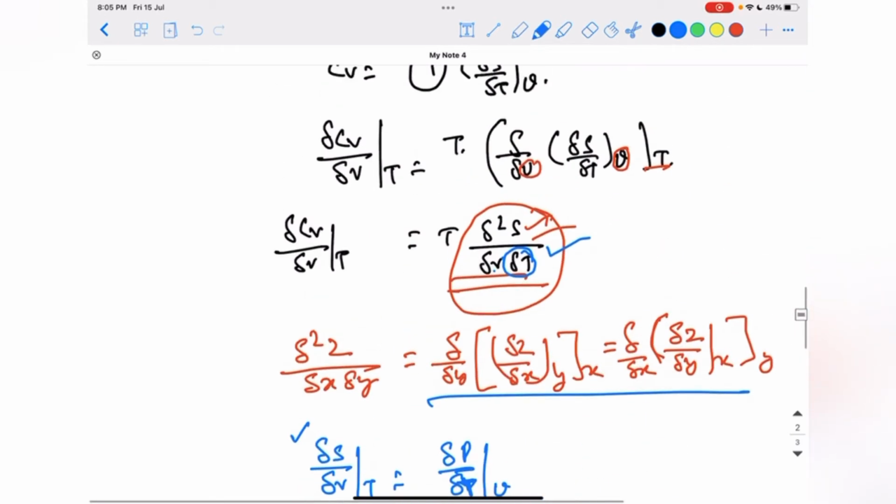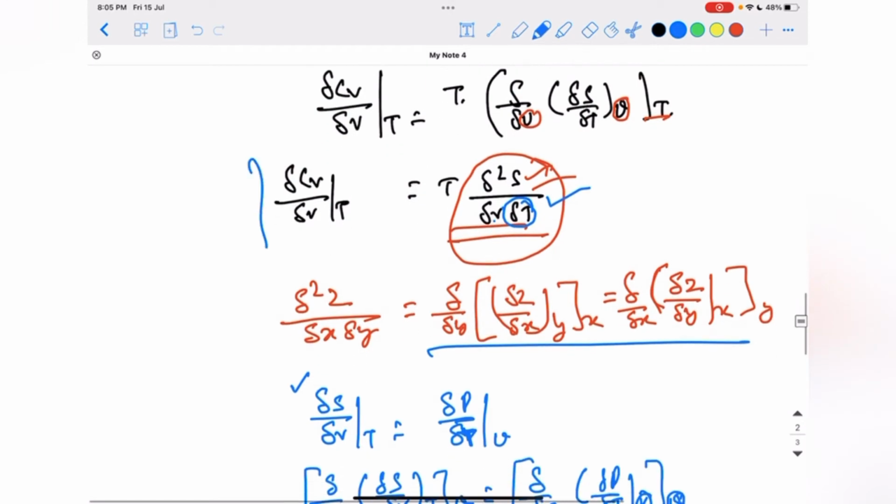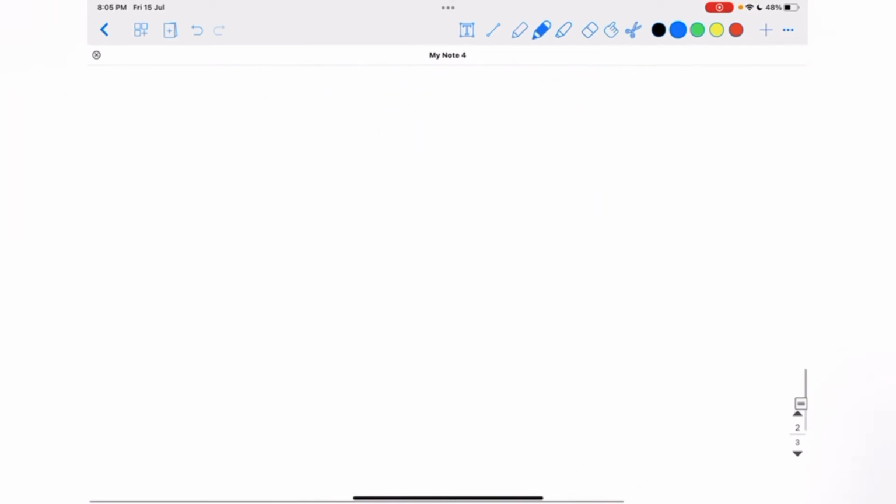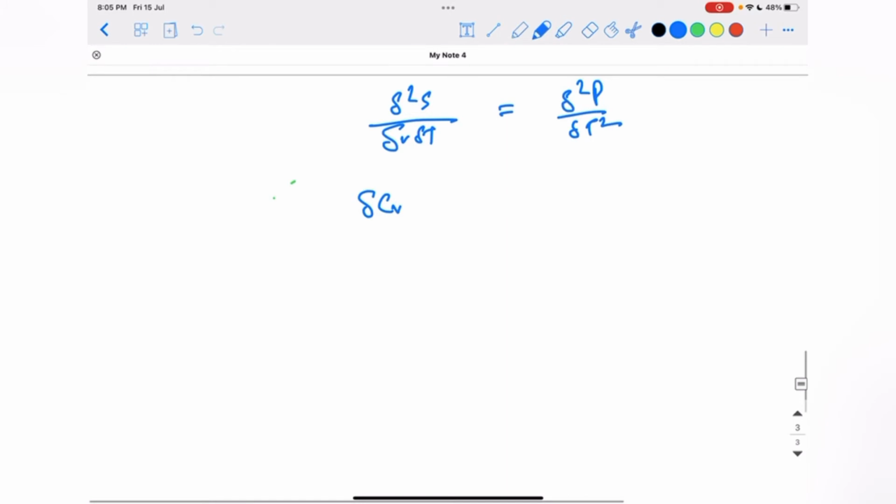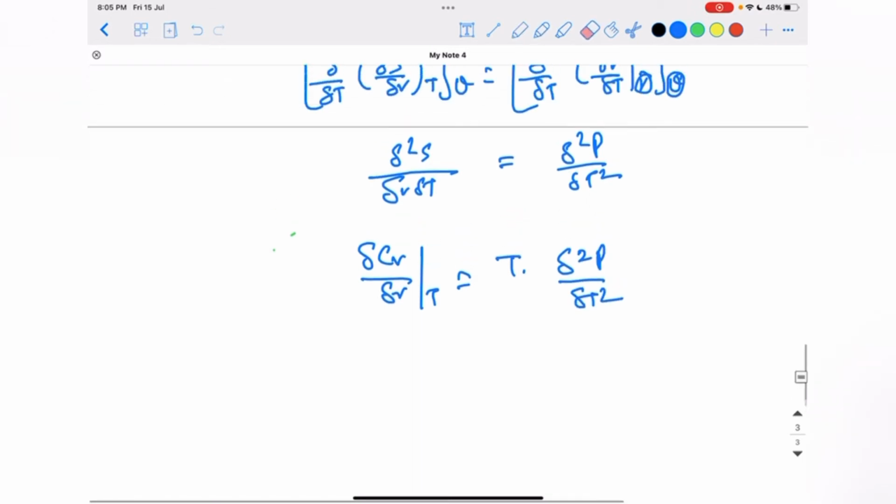So from this we conclude that ∂Cv/∂V at constant temperature can be written as T ∂²P/∂T². So this is the final answer.